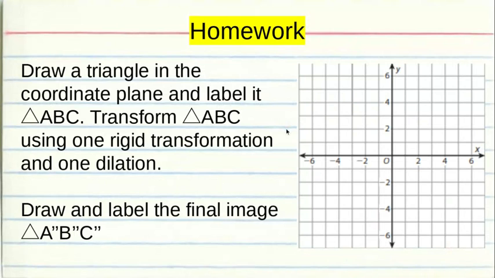So you're going to draw any triangle in the coordinate plane and label it as ABC. You're going to take that triangle and transform it using one rigid transformation. So that's either a translation, a rotation, or a reflection. And then from there, you are going to dilate that figure, and you're going to draw and label that final image as A double prime, B double prime, C double prime. Make sure that you label what transformation you used, as well as what scale factor you used to go from your original to your final.